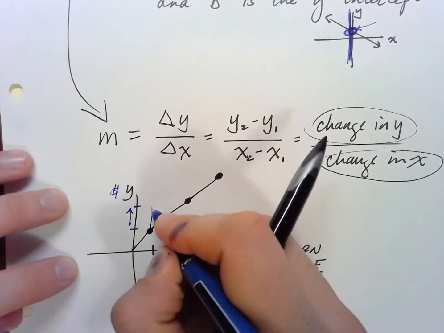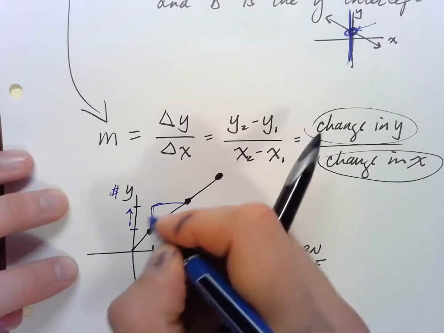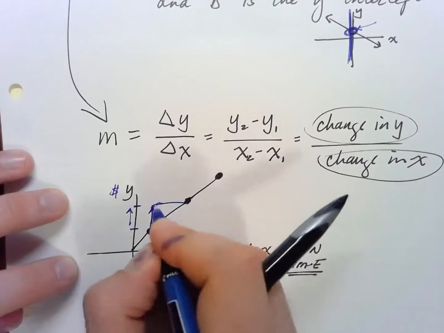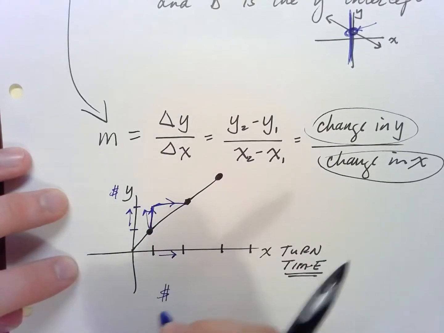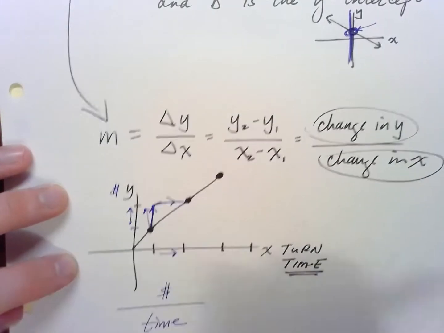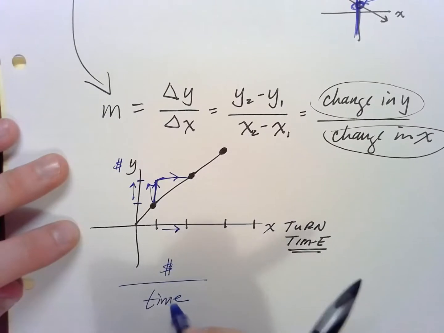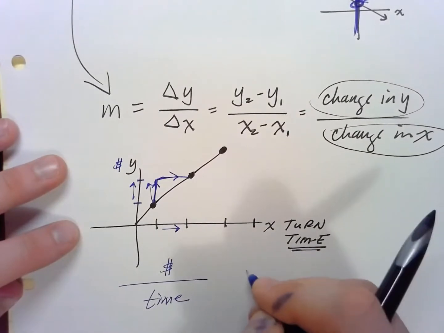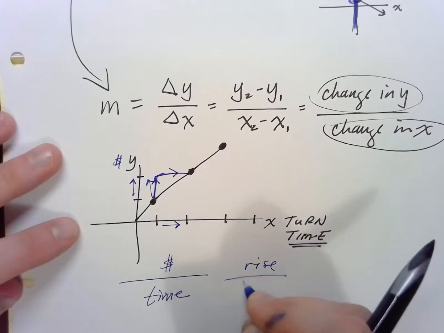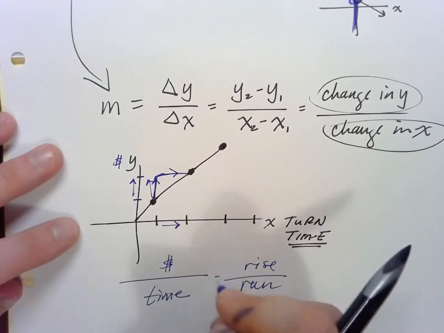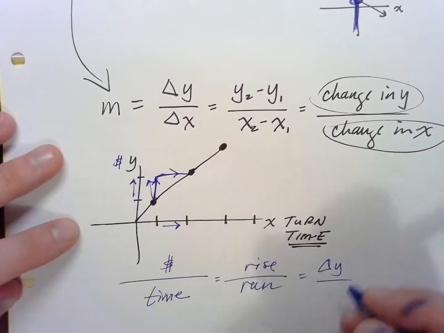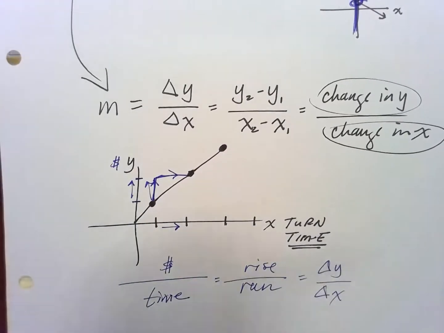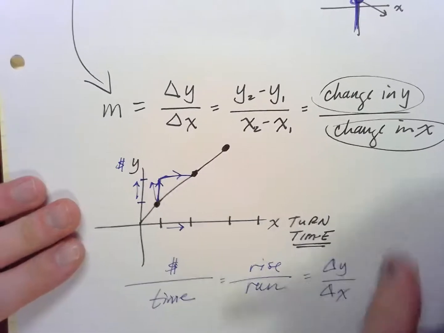And so that's where you get the rise over the run. So it's saying how many dollars per time are we getting? How many dollars per turn do we get? And so the dollars are the rise and the turn is the run. And so that is why it is the change in y going up over the change in x. Okay? So now that we've reviewed that, let's look at some examples.